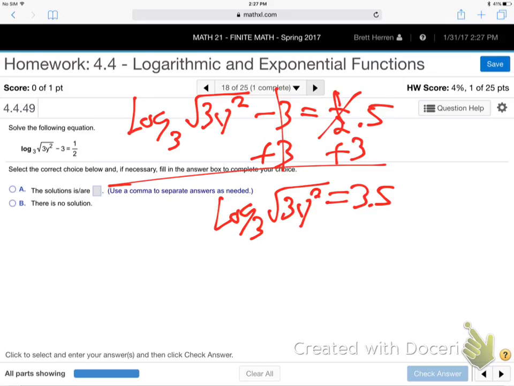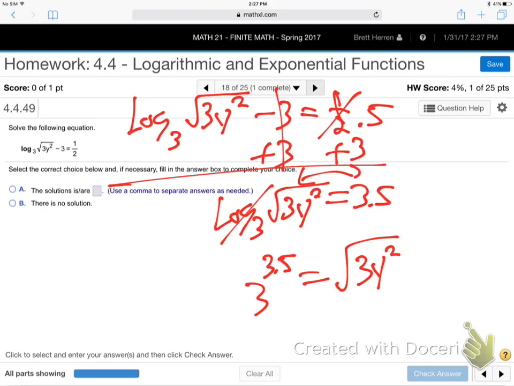What are we always doing with logs? Losing them. Lose that log. When you lose the log, the base stays the base. The other two switch. Right, you switch. Instead of 3 to that root stuff, it's 3 to the 3.5. And the root of 3y squared goes to the other side.